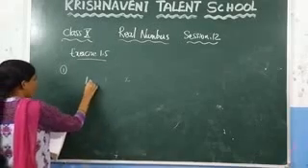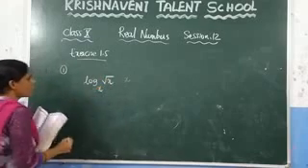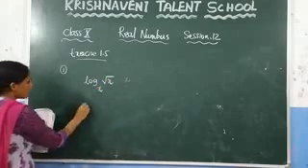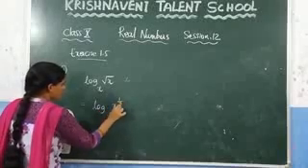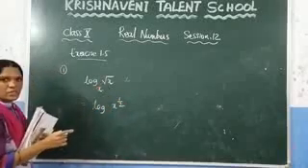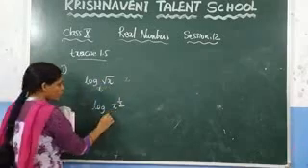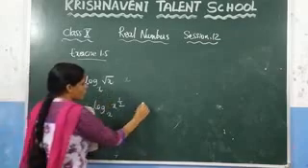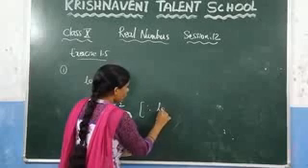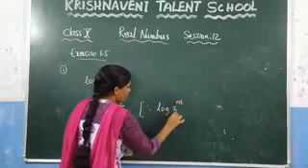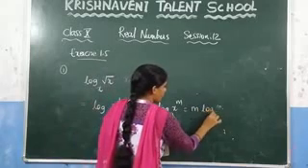Log root x to the base x. Okay. Here, this one you can write as log x power 1 by 2, to the base x. Here, root is there, so you can write it in this way also. Root x is nothing but x power 1 by 2. And by discussing the laws of logarithms, we discussed the formula for log x power m to the base a, which is nothing but m log x to the base a.